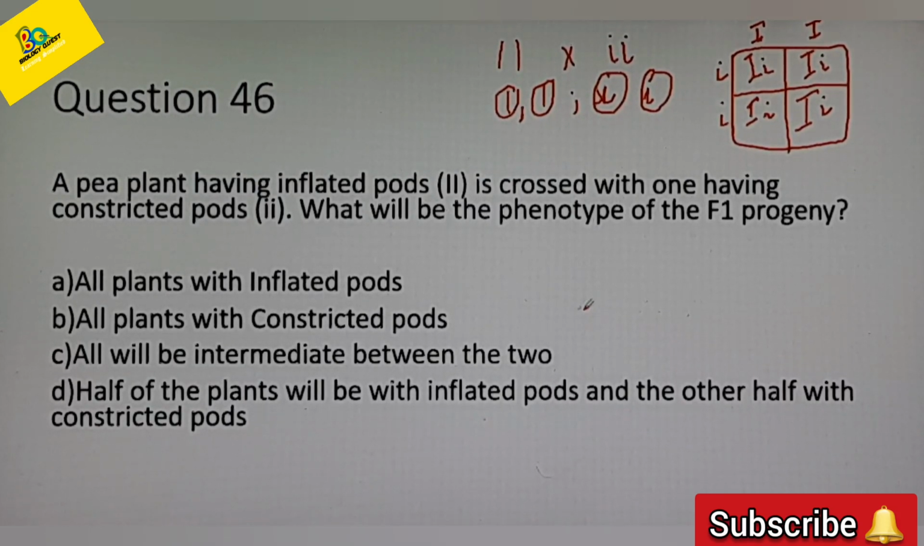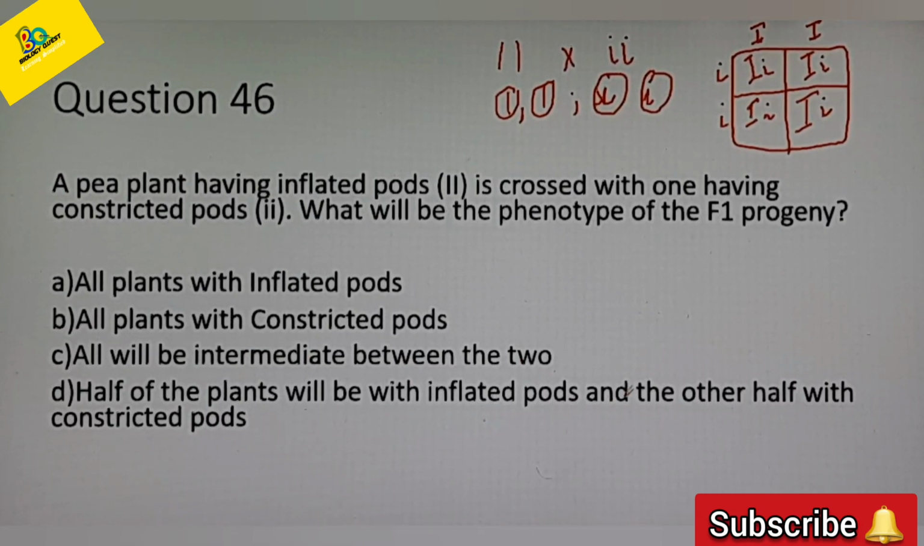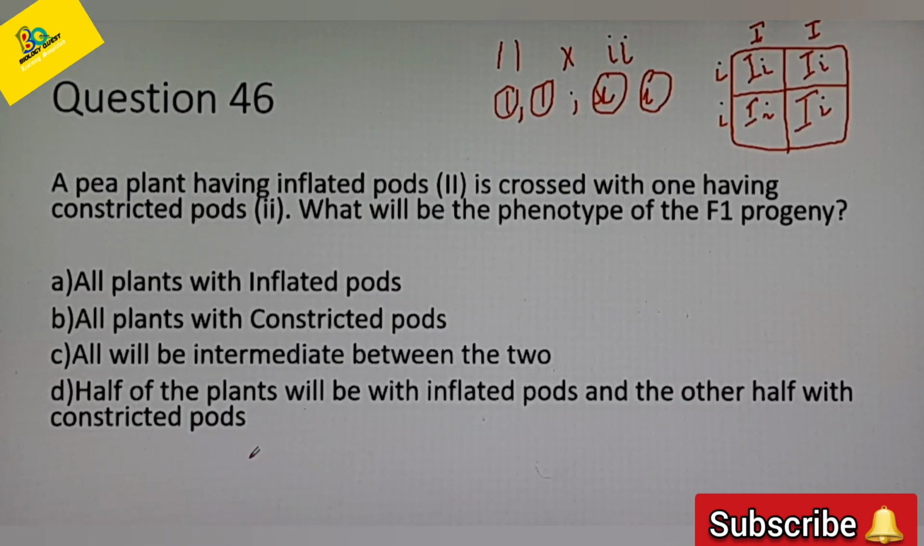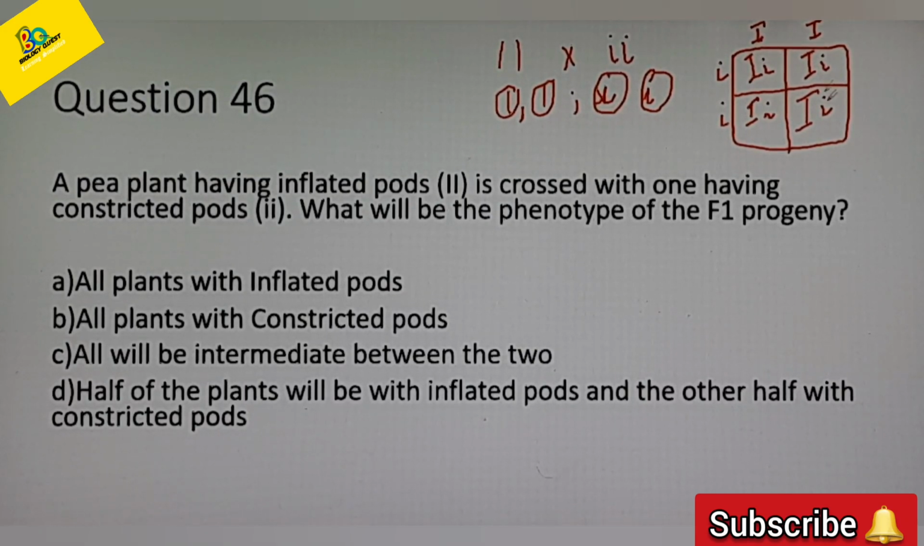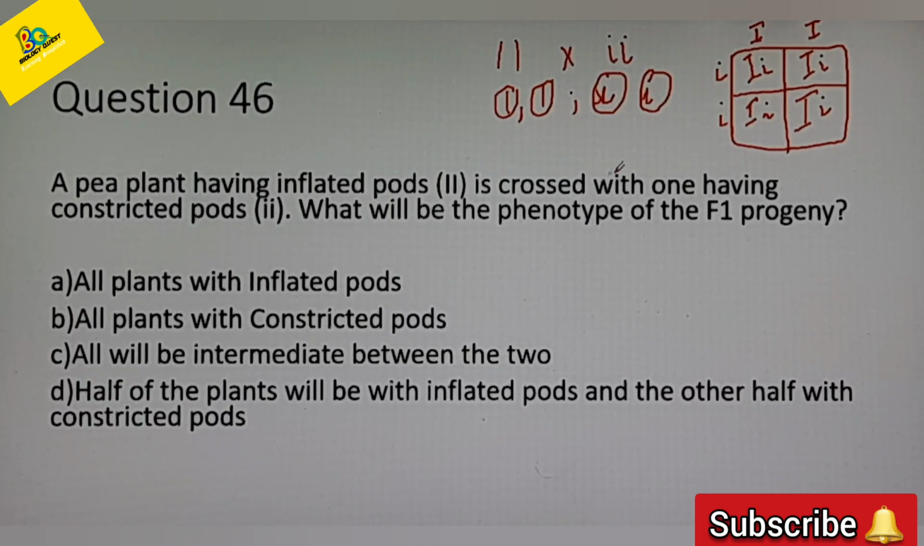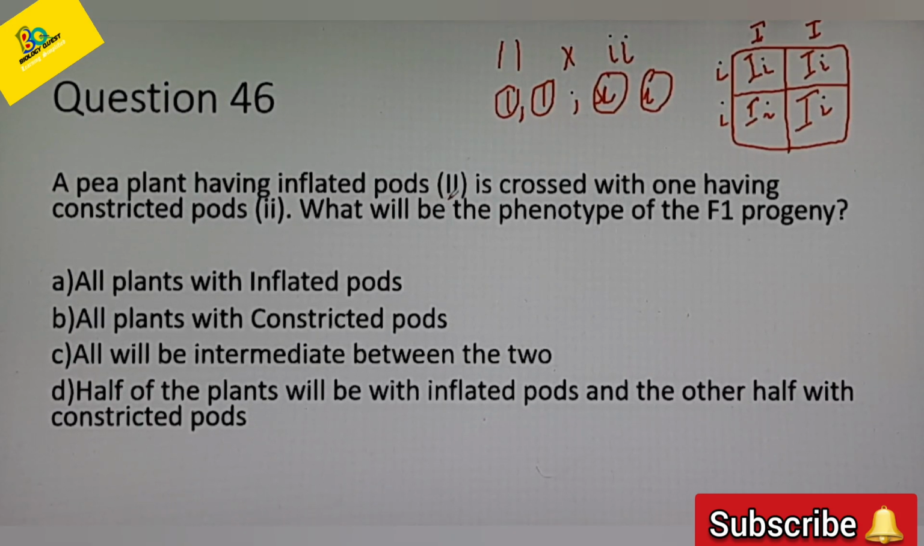Look at the options. A, all plants will be inflated pods. B, all plants with constricted pods. C, all will be intermediate between the two. D, half of the plants will be with inflated pods and the other half with constricted pods. Look at the genotype capital I, small I. It is heterozygous condition. So what will be the phenotype? All the plants will be with inflated pods, correct?